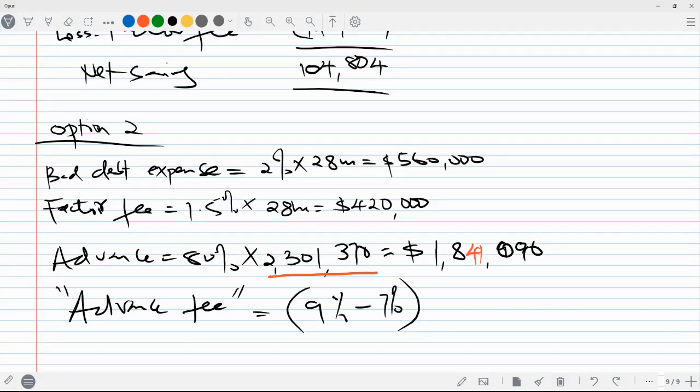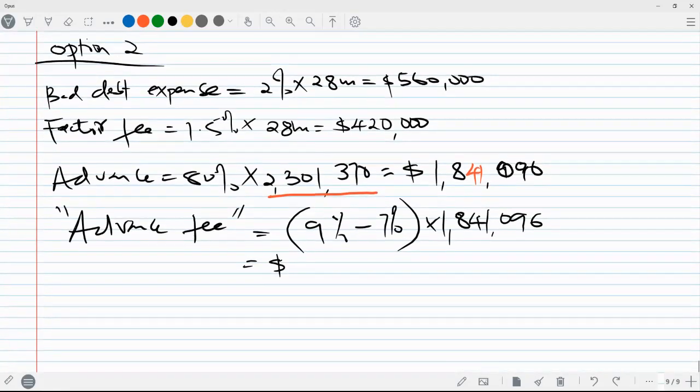Okay, the factor is going to be charging 9%. However, don't forget, before the factor came over, the company was being financed by a bank at a cost of 7%. Therefore, the incremental cost is the 2% times the amount advanced, 841,096. To give us how much? $16,822. That's 16,822. Therefore, the incremental amount the company paid because of the amount they've been advanced by the factor. Okay. And that is it, I guess.